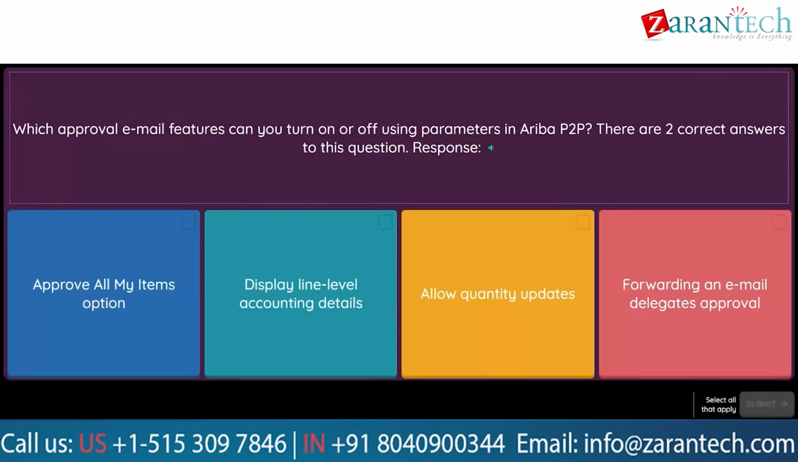Question: which approval email features can you turn on or off using parameters in Ariba P2P? There are 2 correct answers to this question. Response. Option 1 approve all my items option. Option 2 display line level accounting details. Option 3 allow quantity updates. Option 4 forwarding an email delegate's approval.